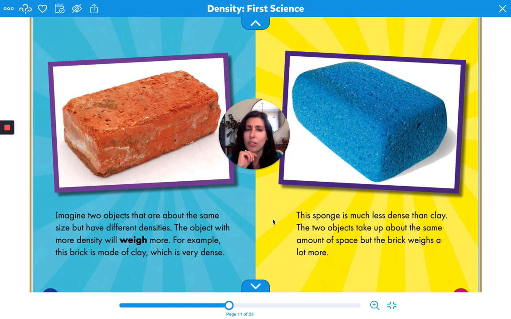So wait, just refresh my memory. Which object would be denser? A brick or a sponge? Which one is denser? Meaning that the molecules are all smushed together and there are a lot more of them. It's denser, it's heavier. Call it out in 3, 2, 1. The brick. Yes, the brick is denser than the sponge.